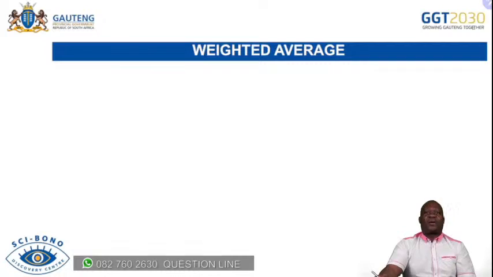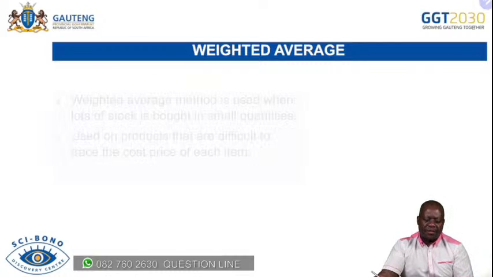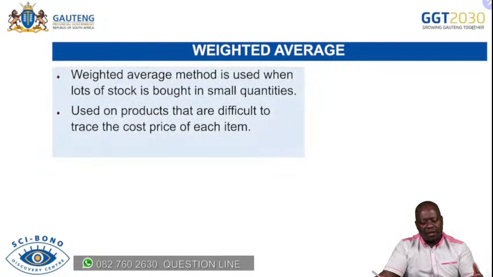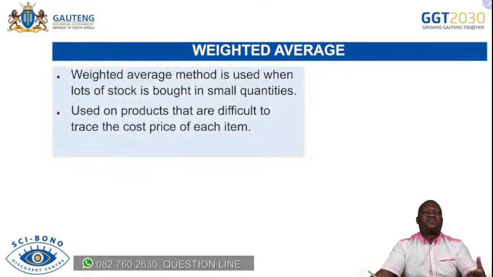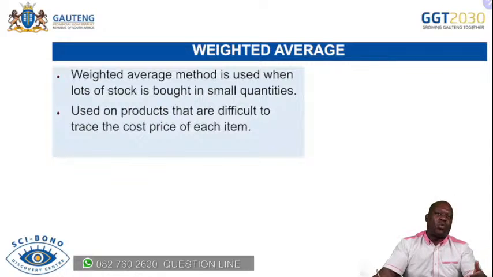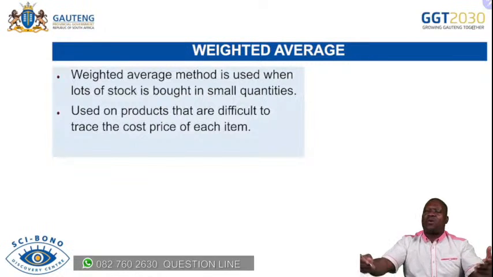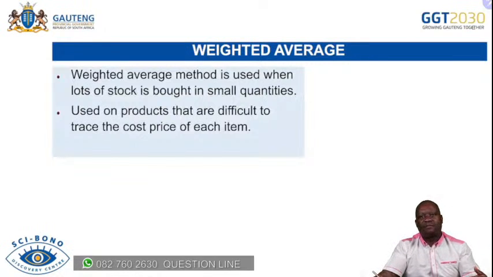The next one that we are looking at is the weighted average method. It is used when lots of stock is bought in small quantities. And sometimes when you're dealing with small quantities, we can't separate and say which one is old, which one is new. Think of when you are selling sweets and you want to use first in, first out. Are you going to win?